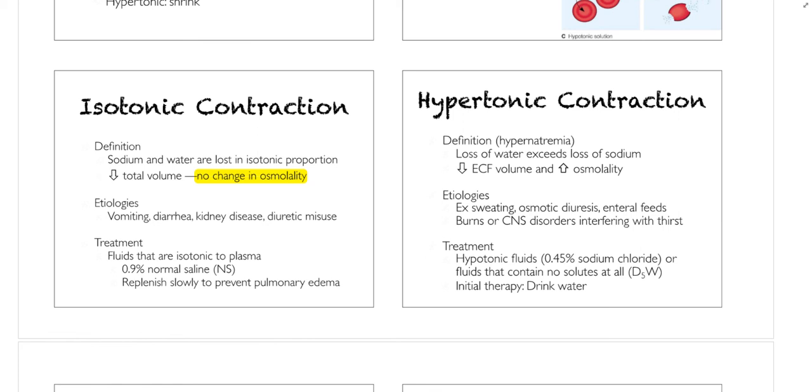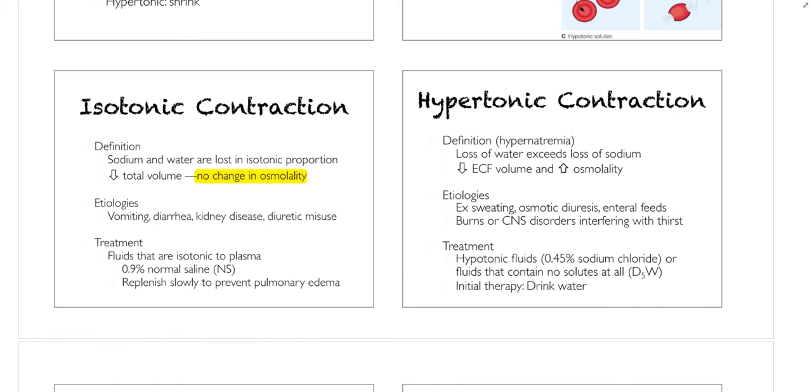We look to identify: do they have volume contraction? Okay, what state is it currently in? Okay, that's probably because they've been vomiting for the past 3 days. So treatment is going to be fluids that are isotonic, because we just need to replace the fluid in proportion, since there's no change in osmolality. So we're going to use something like normal saline. And we're going to replenish slowly so that we don't get a bunch of extra fluid overload and pressure that results in something like pulmonary edema.